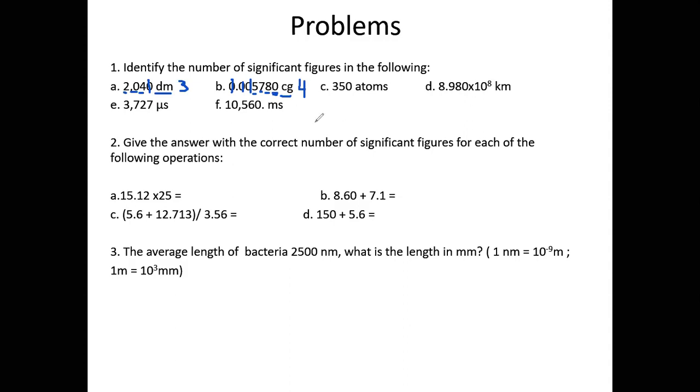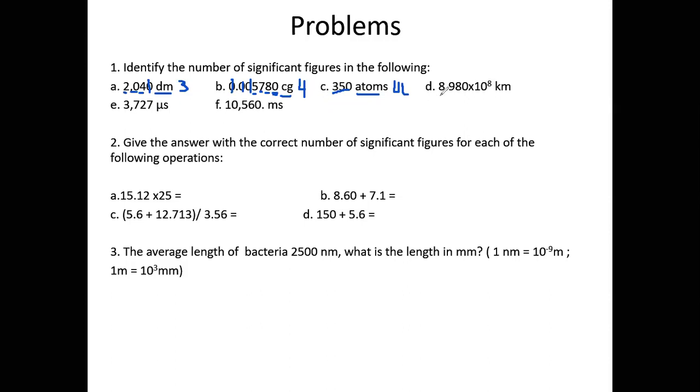Moving on to C. In C, we have 350 atoms. So when we have 350 atoms, atoms is something you can count. You can count 350 atoms. So since you can count it, this would have unlimited or infinite number of significant figures. And so UL means unlimited. So we know exactly it's 350.000 all the way to infinity and beyond, as that toy did, Toy Story.